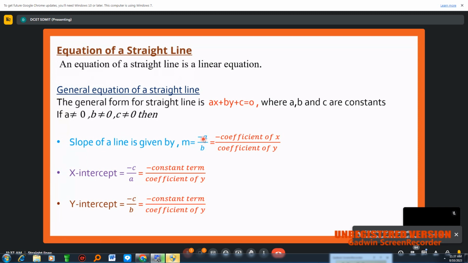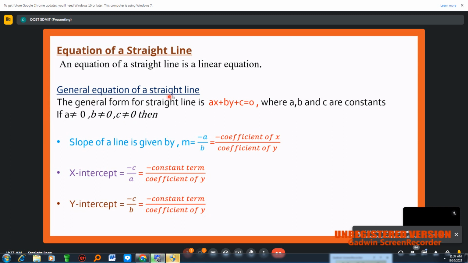Slope of a line is minus a by b. Next, x-intercept is nothing but minus c by a, where c is the constant term and a is the coefficient of x, not y, coefficient of x. And then y-intercept is nothing but minus c by b, where c is the constant term and b is the coefficient of y.